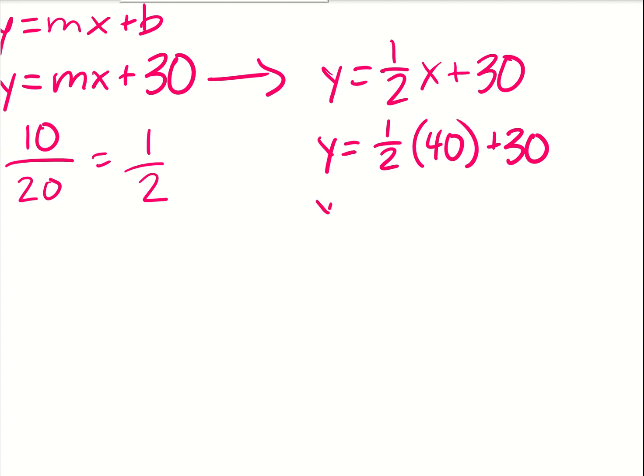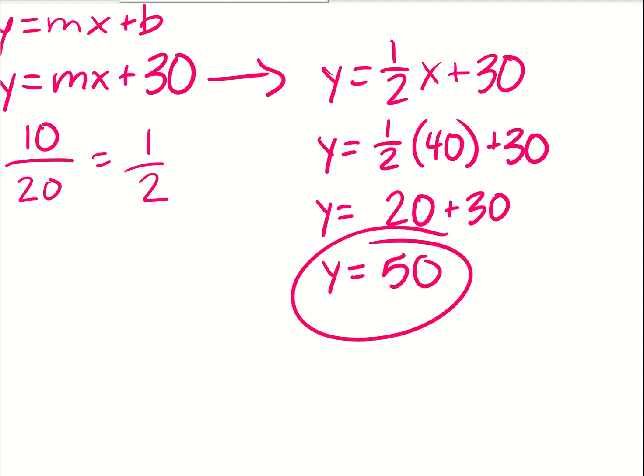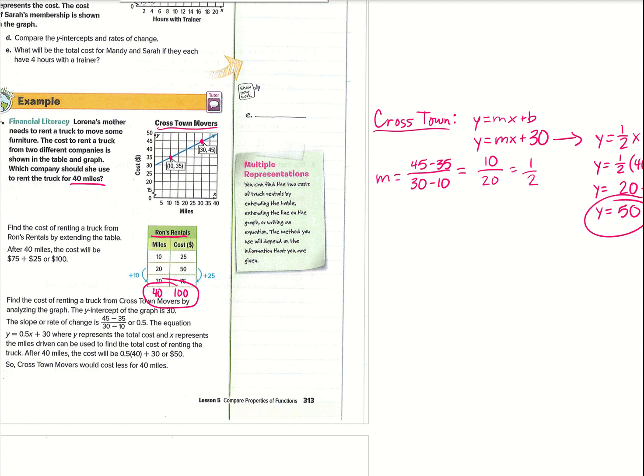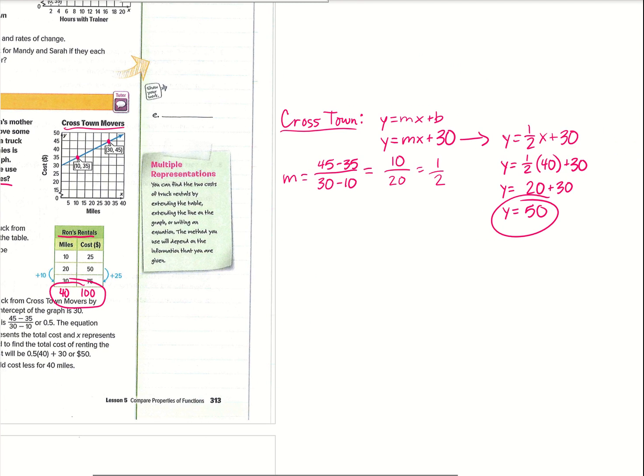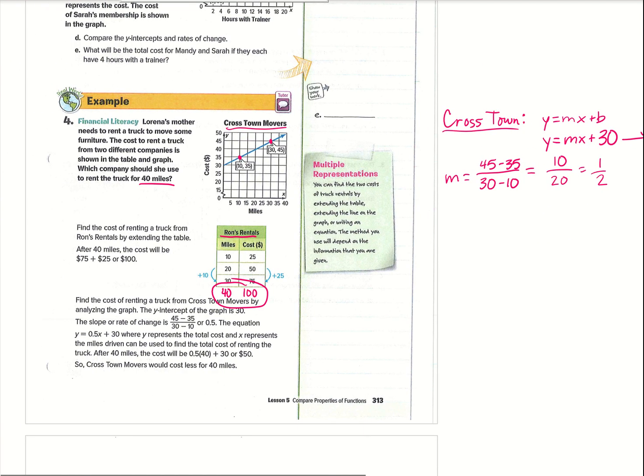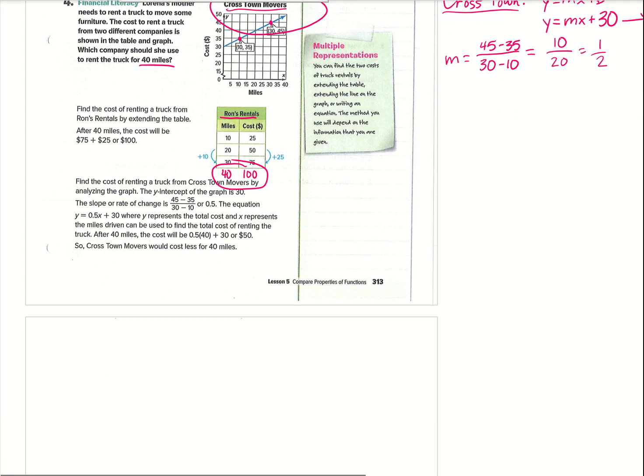Now we just need to solve for y. So we're going to simplify. 1/2 times 40 is 20. And then 20 plus 30 will give us 50. All right. So which company should she use to rent the truck for 40 miles? Well, if she does Ron's Rentals, she's going to spend $100. But if she does Crosstown Movers, she'll only spend $50. So in the end, she's going to want to use Crosstown Movers for this job since it's 40 miles.